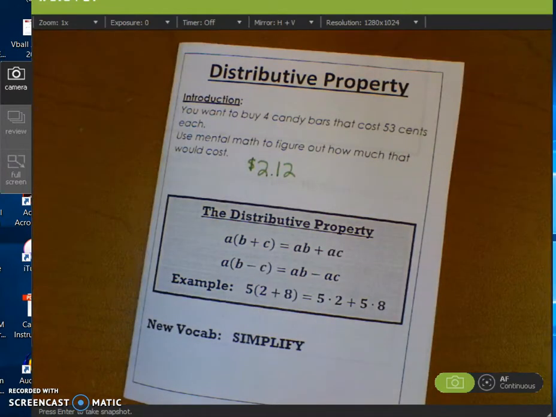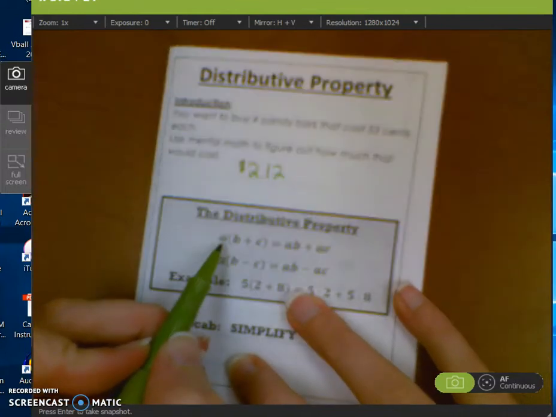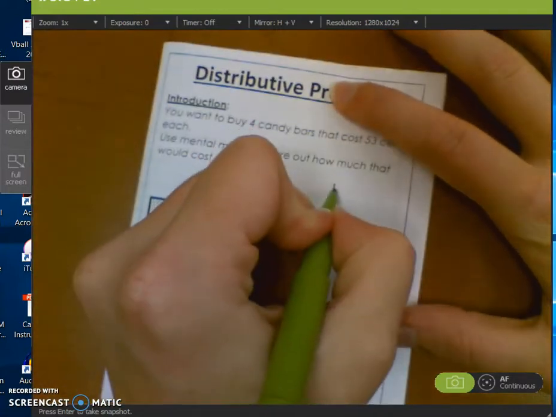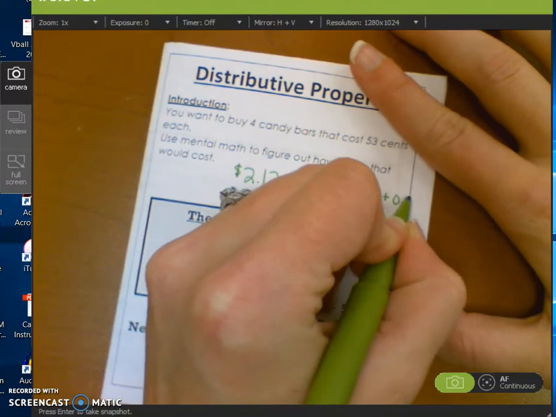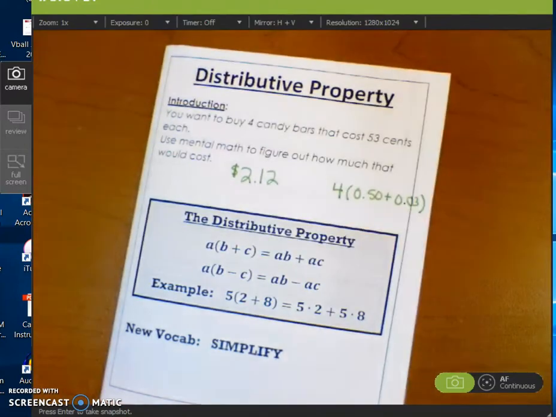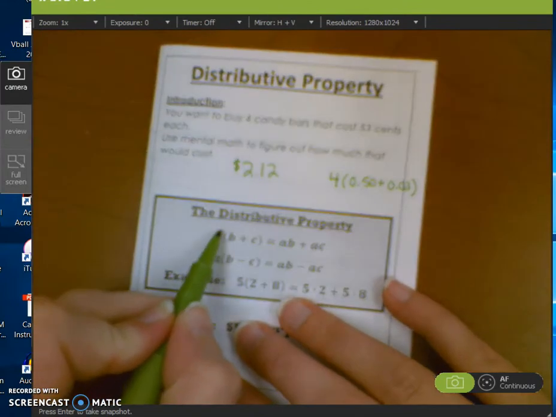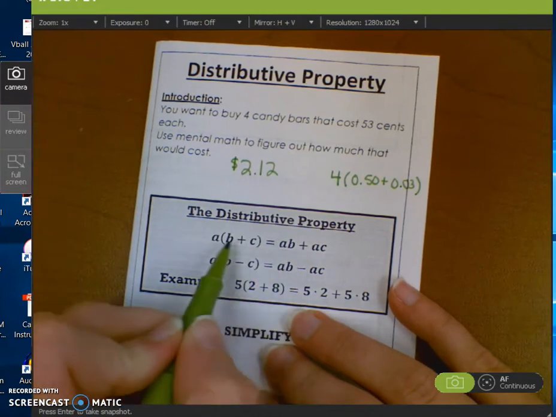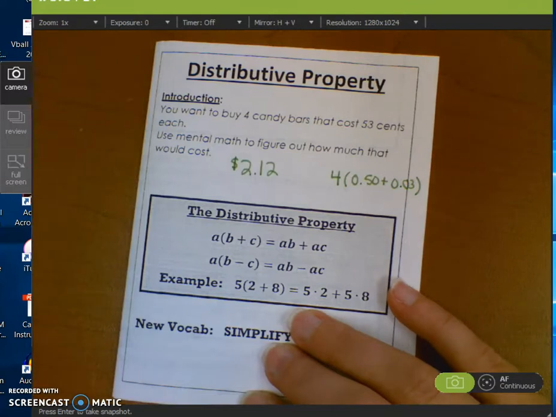And this is a good lead into the distributive property, because with the distributive property, we take a number on the outside and we multiply it by everything on the inside. So basically what we did here is we did 4, and then we multiplied that by 50 cents, and we multiplied that by 3 cents, and then we just added the two together. And so what they're saying is we can take this outside number A and multiply it by B to make AB, and then we can add that to this outside number times C to get the same answer that we would get if it was B plus C.